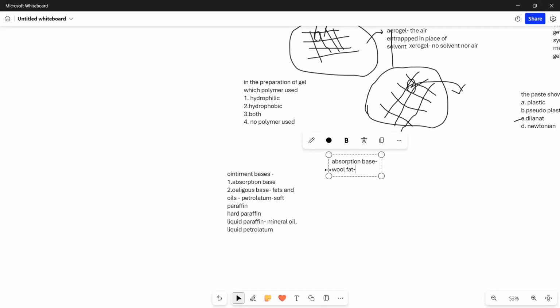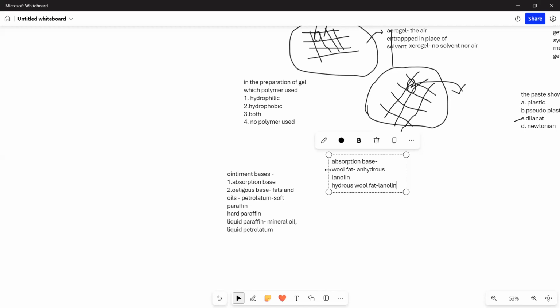What is meant by hydrous wool fat? The wool fat is also known as anhydrous wool fat, anhydrous lanolin, and hydrous wool fat is called lanolin.